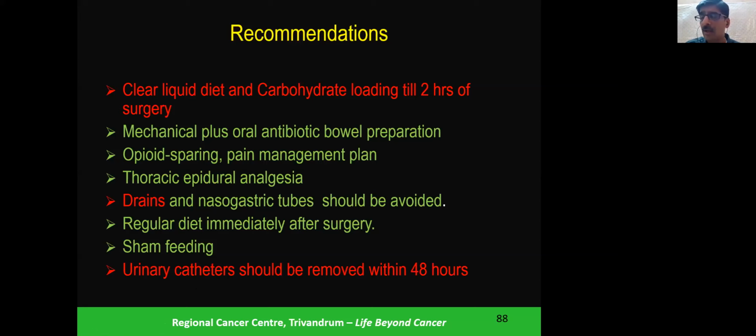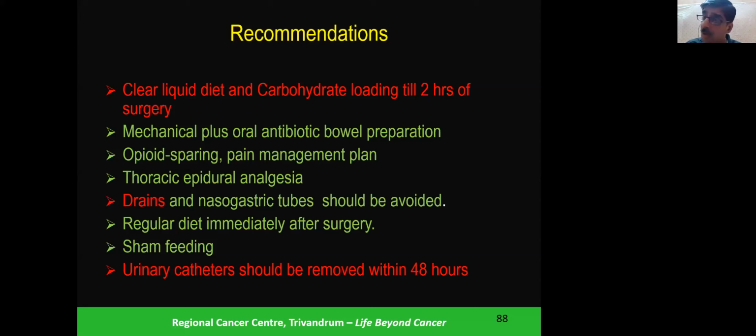So we have a policy of retaining the catheter for 5 days and taking it out on the fifth day. Again, clear fluids up to 2 hours prior to surgery, where many of the anesthetists are a bit reluctant to feed the patient up to 2 hours prior to surgery. So if you're okay with those things, it's ERAS. The ERAS protocol can be followed, but the point is, what do you gain out of that?